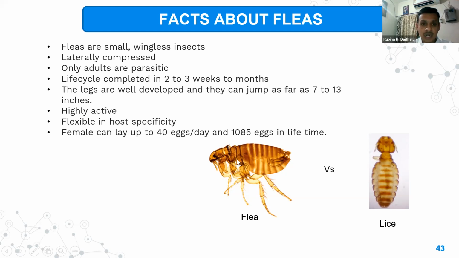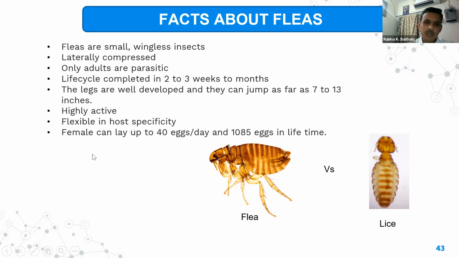Only the adult fleas are parasitic. The life cycle is completed in 2 to 3 weeks, and under adverse weather conditions it can take up to months. Their legs are well developed, and you can see they can jump up to 7 to 13 inches. There are comb-like structures, called the genal comb and pronotal comb, by which you can differentiate between the cat flea and dog flea. The flea found mostly in sheep and goat is Ctenocephalides orientis.